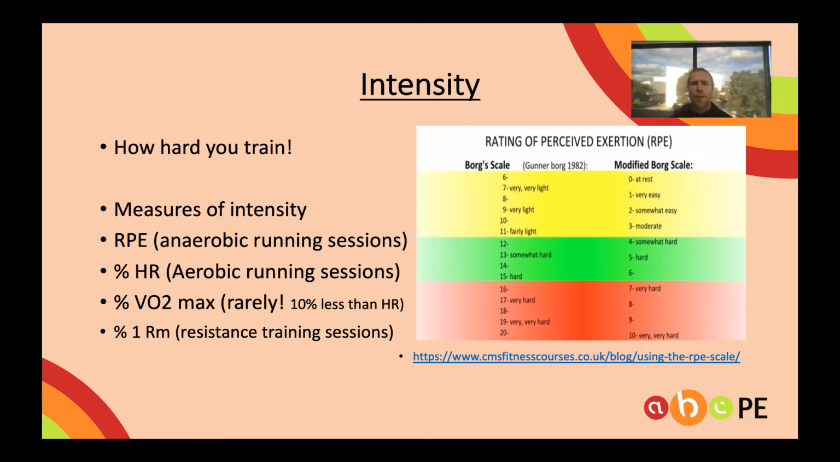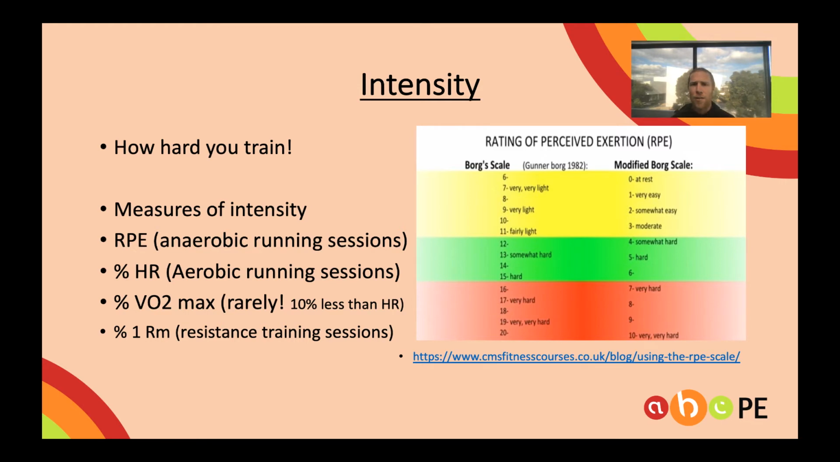Percentage of your 1 repetition max is how we would get you in the gym. So 1 repetition max of your bench press, if you can lift 100 kilograms once, 1, you're a fair unit, and also 2, that is your max RM, a great intensity scale for resistance sessions.